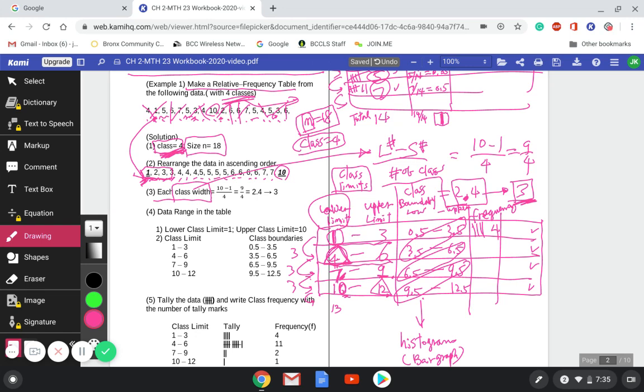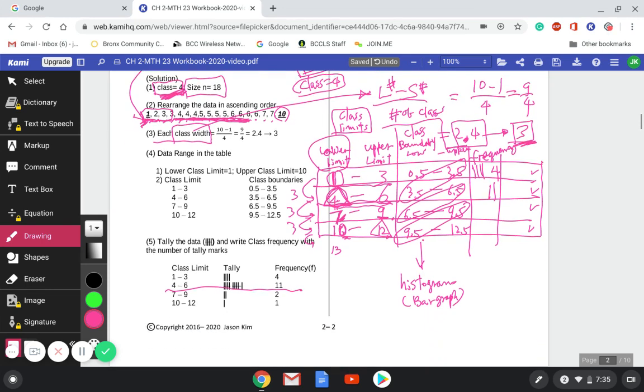And next one is 4 through 6. Next class, next group is 4 through 6. So 4 through 6 is here, right? So how many members of data belongs to this category or this class? 1, 2, 3, 4, 5, 6, 7, 8, 9, 10, 11. So write down 11. Okay. And how many data belongs to the other class, which is 7 through 9? 2. So write 2. How about 10 through 12? 1.